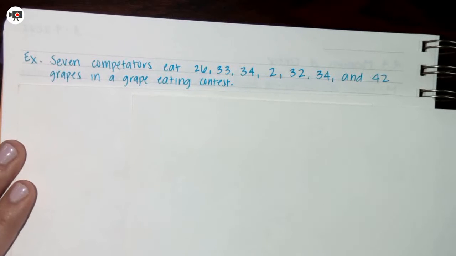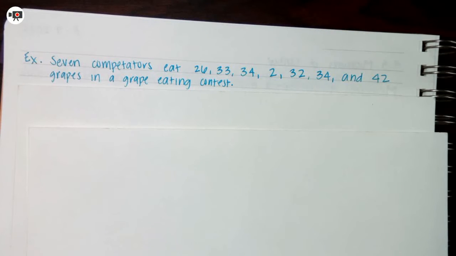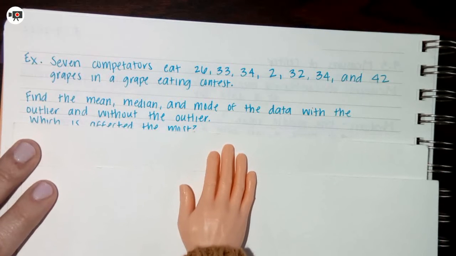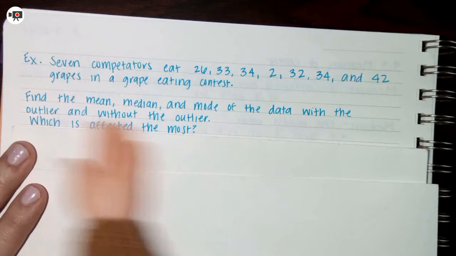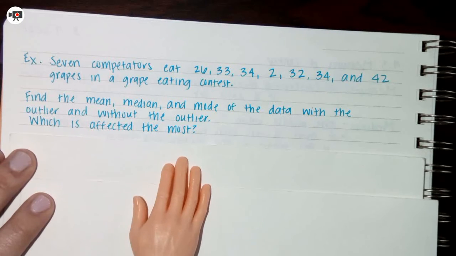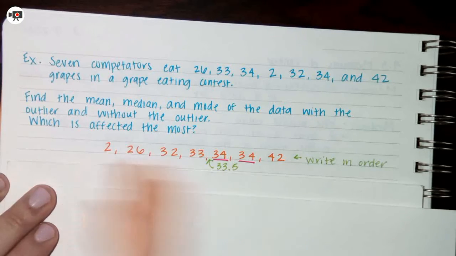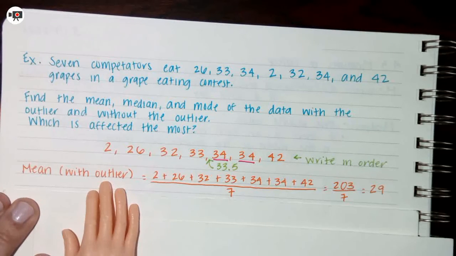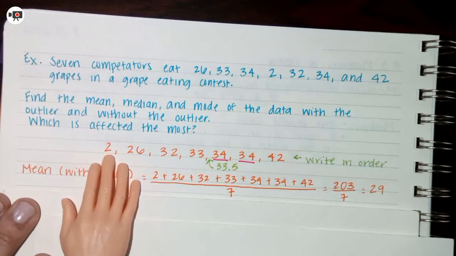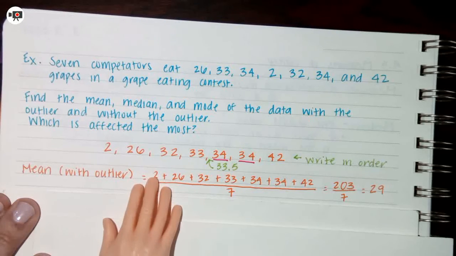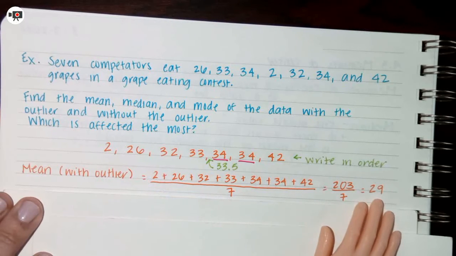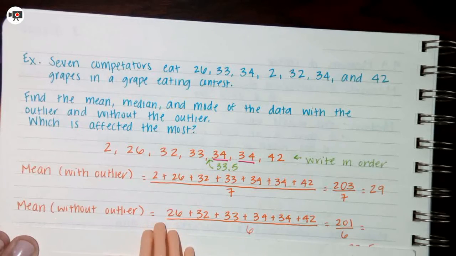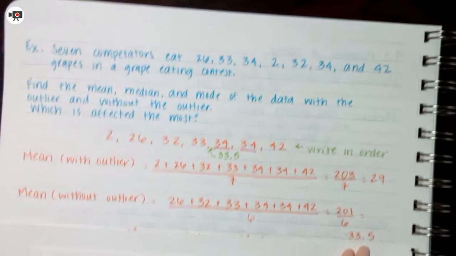Alright, 7 competitors eat 26, 33, 34, 2, 32, 34, and 42 grapes in a grape eating contest. Find the mean, median, and mode of the data with an outlier and without the outlier. Which is affected most? So, I'm going to write them in order, and then I'm going to find the mean with the outlier. So I can see 2 is pretty far outside of the range. So with the outlier, with the 2, the mean is 29. The mean without the outlier, so I don't have that 2 here, the mean is 33.5.